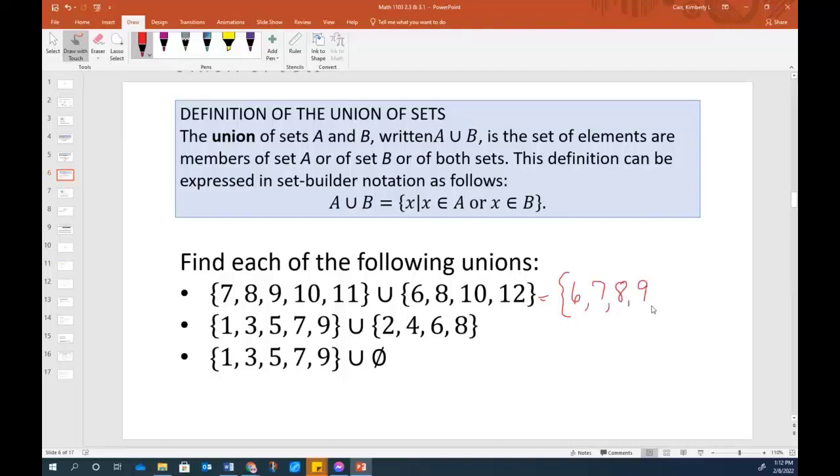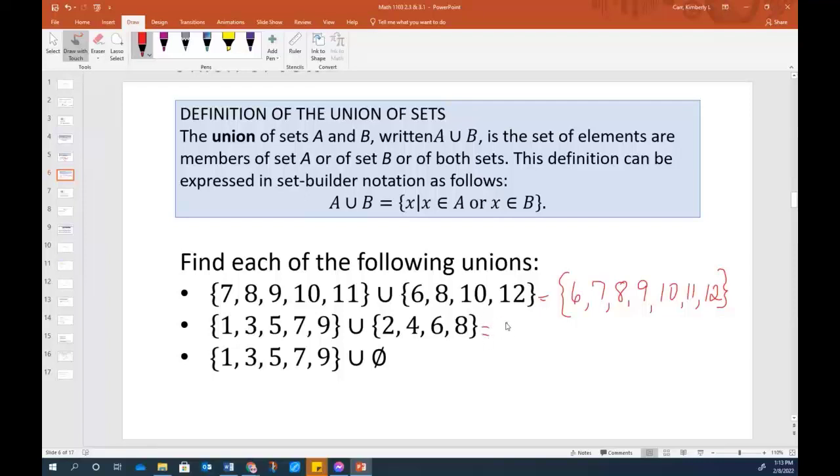9 is in the first one. 10 is in both. 11 is in the first. And 12 is in the second. So if they're in any of them, we want them. So let's do that again a couple more times.